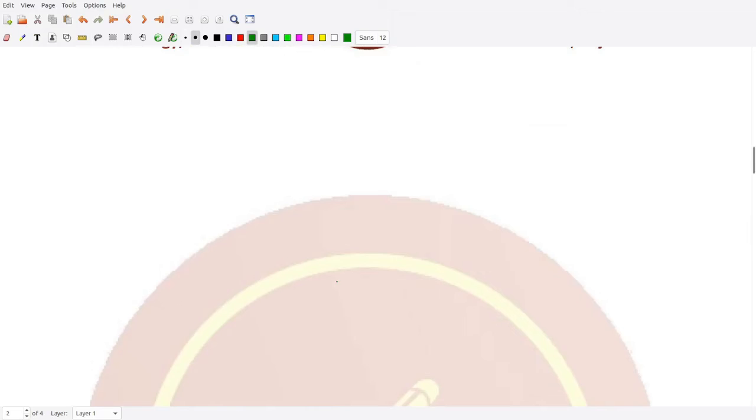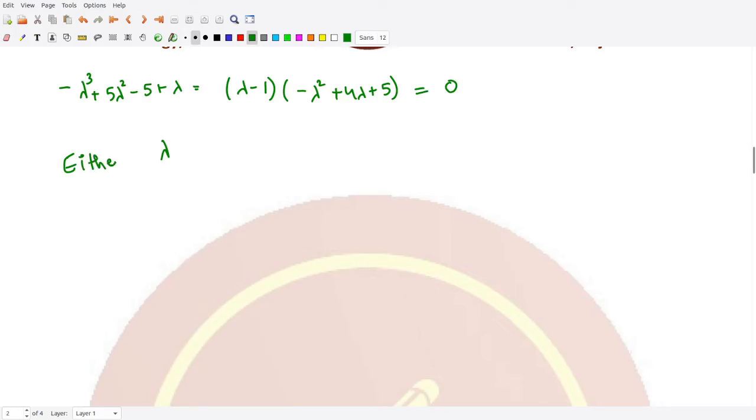So basically, you could write your given polynomial, minus lambda cube plus 5 lambda square plus lambda minus 5, as the product of two polynomials. One polynomial is lambda minus 1, another one is minus lambda square plus 4 lambda plus 5, right? Now we equate them to 0. So either lambda minus 1 is equal to 0, or minus lambda square plus 4 lambda plus 5 is equal to 0. This gives lambda equal to 1 as one root, which is obviously known to us. For the second one, we have to solve this quadratic equation.